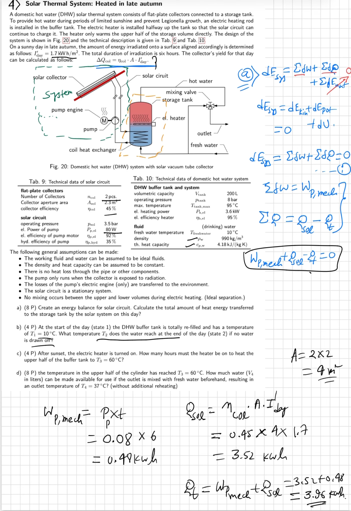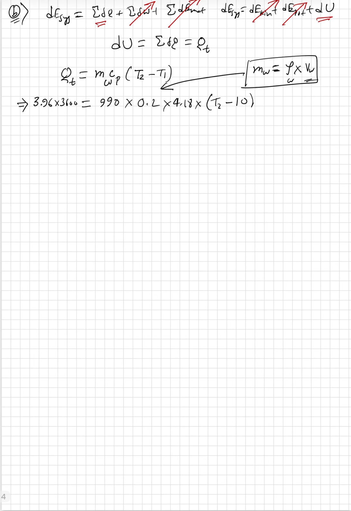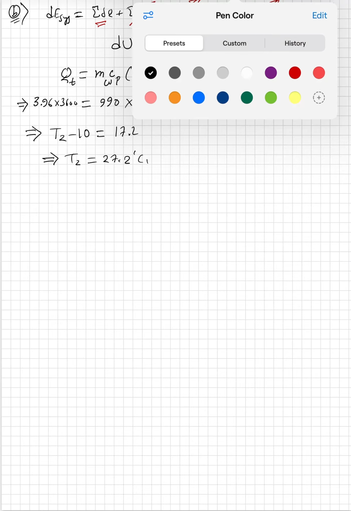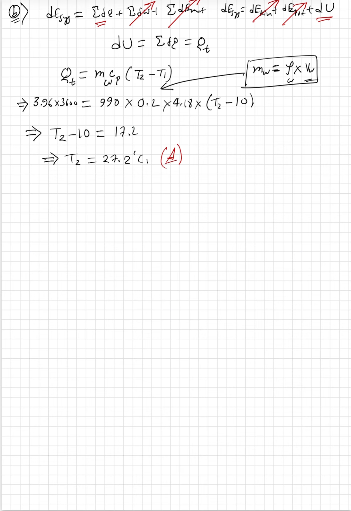You might have the question, why write the volume as 0.2? Here we have 200 liters of volume. If you convert liters to cubic meters, it is divided by 1000. Now if you calculate all of those things, T2 minus 10 will be equal to 17.2, and then you have the final temperature of the tank as 27.2 degrees Celsius. I think you understood it. So that is the second part they asked.